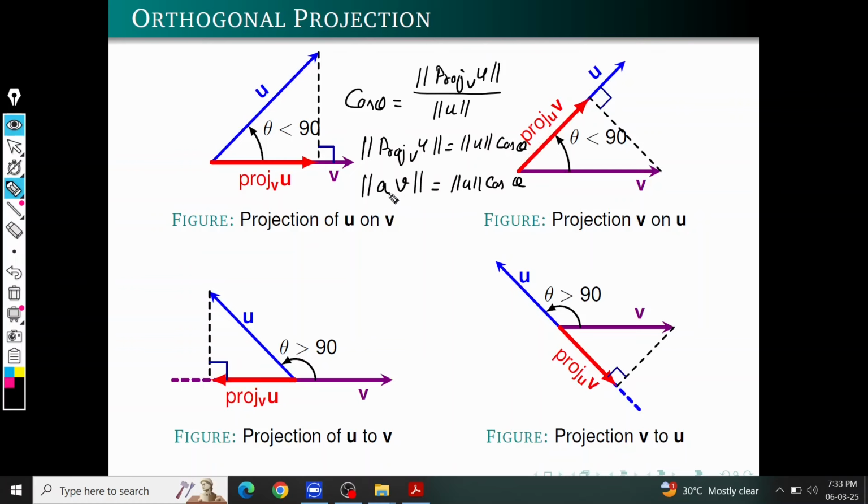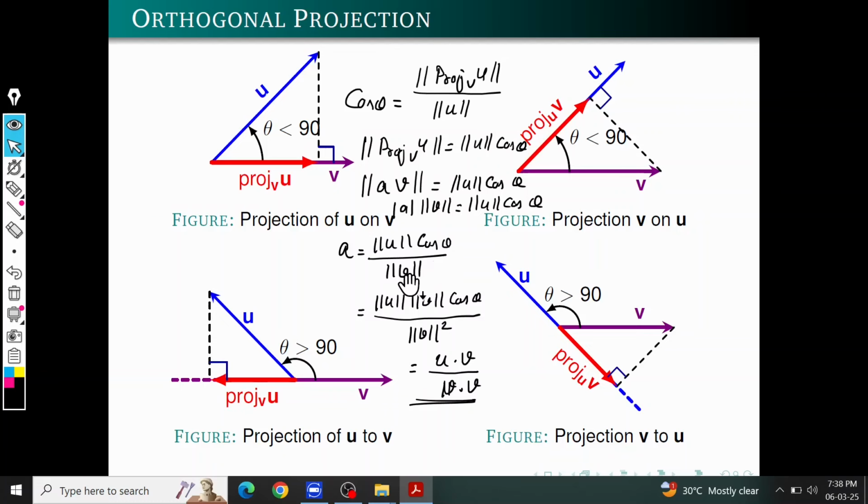And since the norm of A v is equal to modulus of A times norm v, this can be written as modulus A norm v equal to norm u into cos theta. And you know A is positive because projection of u on v here is in the direction of v. Therefore, A must be positive. So modulus of A is A itself. So A is equal to norm u cos theta divided by norm v. And here you may multiply norm v on the numerator and denominator. So the expression becomes A is equal to norm u into norm v cos theta divided by norm v square.